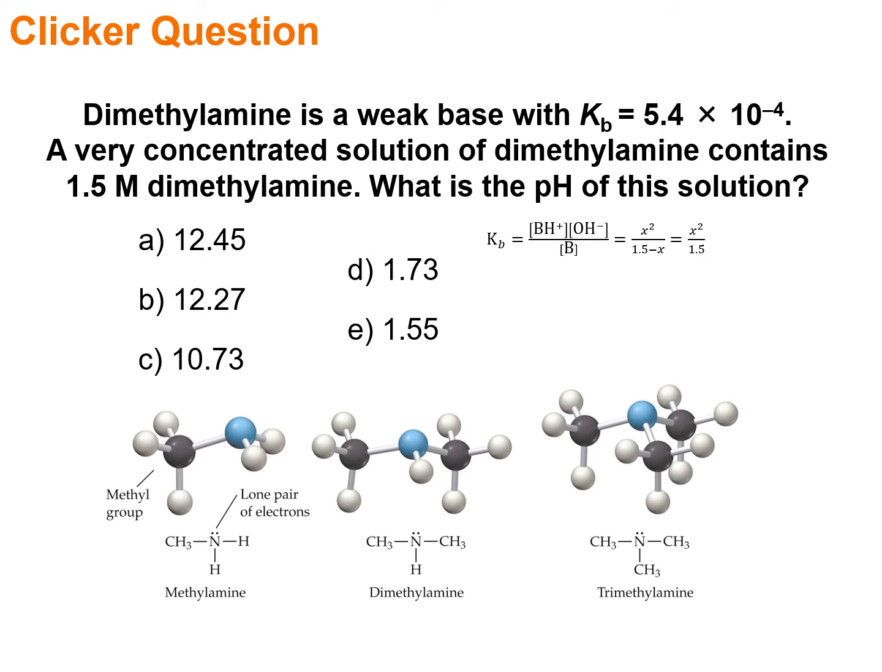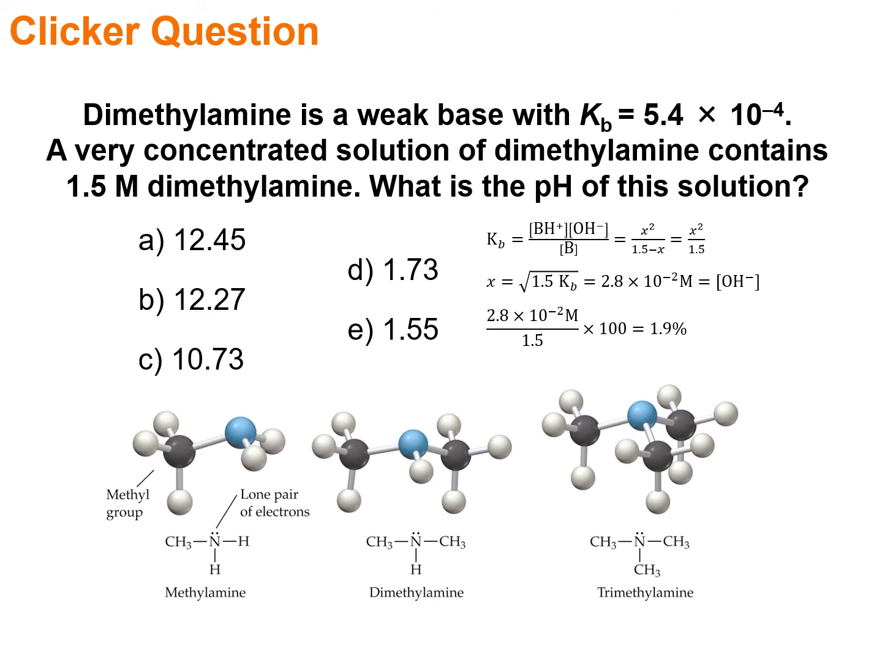If I were to set up an ICE diagram, I would have ended up with x squared over 1.5 minus x. And like I said, we can make our approximation with good accuracy here, so it ends up with x squared over 1.5. And we end up with an x value equaling 2.8 times 10 to the minus 2 molar for the hydroxide concentration. And so if I go ahead and do that, 2.8 times 10 to the minus 2 over 1.5 times 100, we end up with 1.9%.